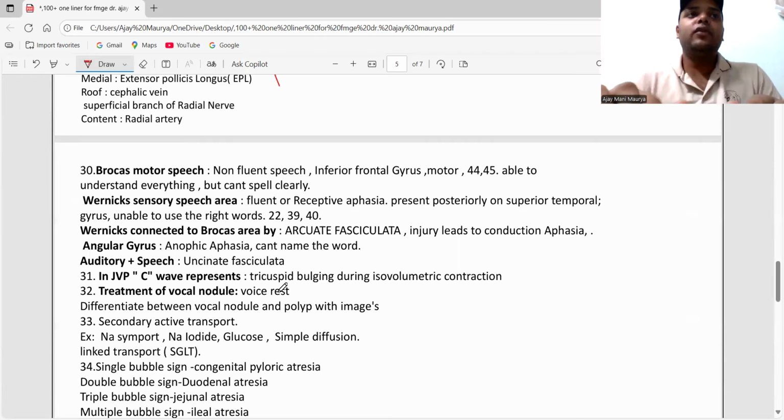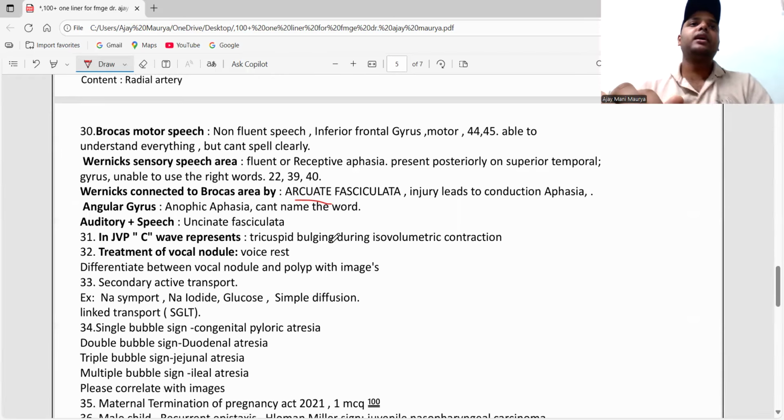It is connected to Broca's area by what? The arcuate fasciculus. Injury to the arcuate fasciculus will lead to what? Conduction aphasia. Remember the angular gyrus: there is anomic aphasia, meaning the patient can't name the word, if there is injury to the angular gyrus.